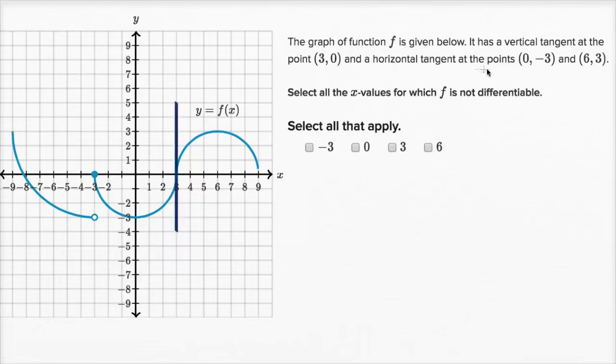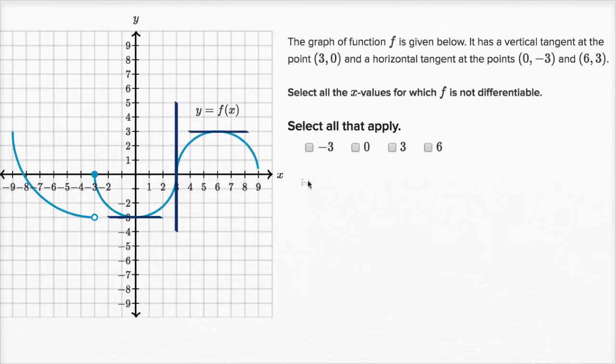And a horizontal tangent at the point (0, -3). So it has a horizontal tangent right over there. And it also has a horizontal tangent at (6, 3). So (6, 3), let me draw the horizontal tangent, just like that. Select all the x values for which f is not differentiable.